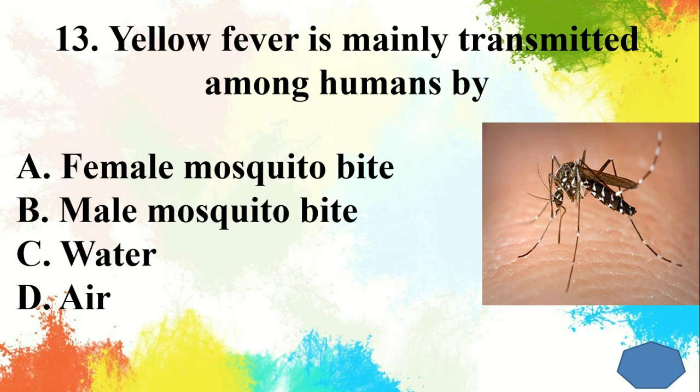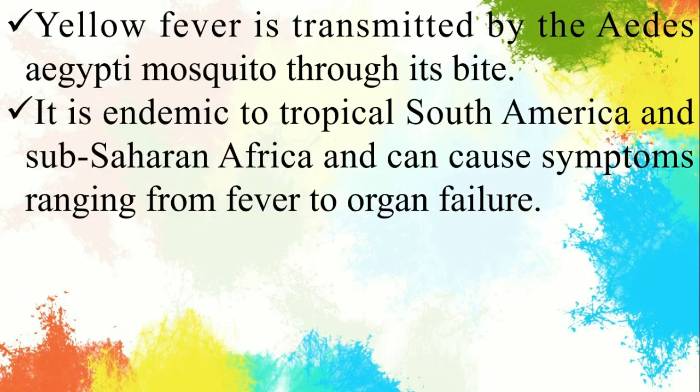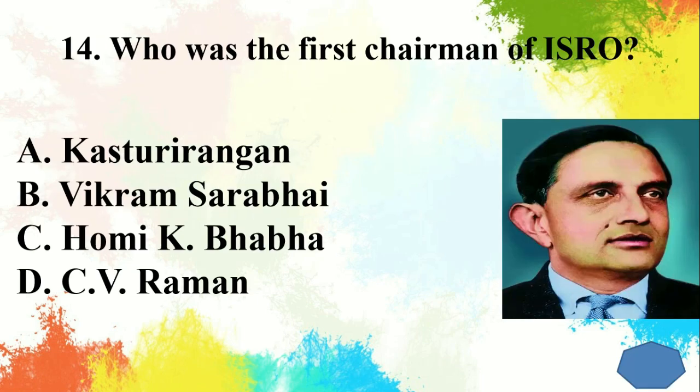Question 13. Yellow fever is mainly transmitted among humans by. Answer: female mosquito bite. Yellow fever is transmitted by the Aedes aegypti mosquito through its bite. It is endemic to tropical South America and sub-Saharan Africa and can cause symptoms ranging from fever to organ failure.